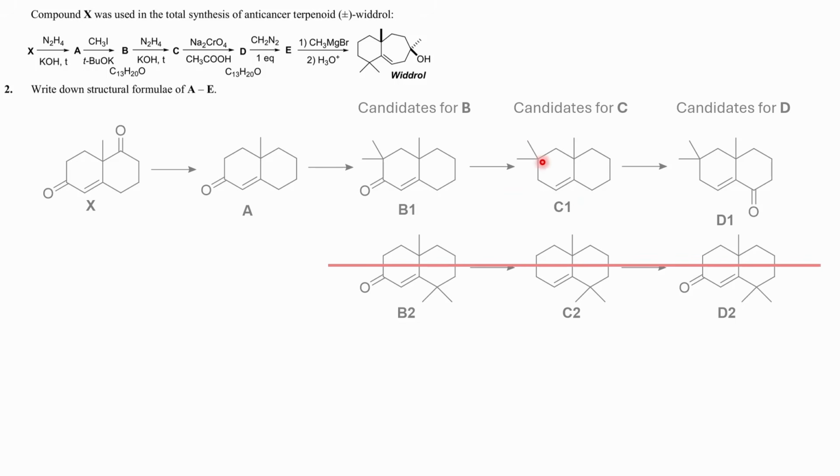This part has two methyl groups. It might be a bit sterically hindered, so maybe we can get more of this compared to this. Maybe we can have, I don't know, a 60 to 40% distribution between B1 and D1 if we oxidize C1.